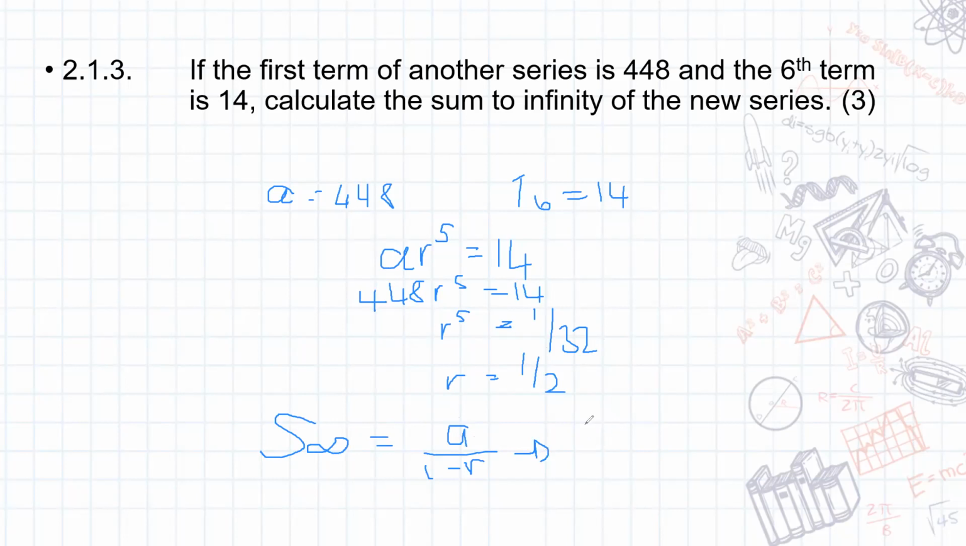So a, we said, is 448 over 1 minus a half. So in other words, 448 times, 1 minus a half is a half. And how many halves are in 448? Or in other words, double 448. And your answer will be 896. Okay, so again, you can just plug that into the calculator to find your final answer.